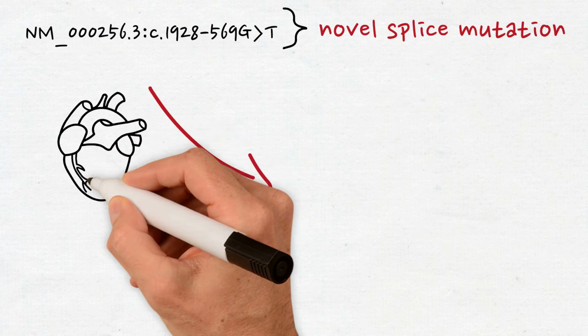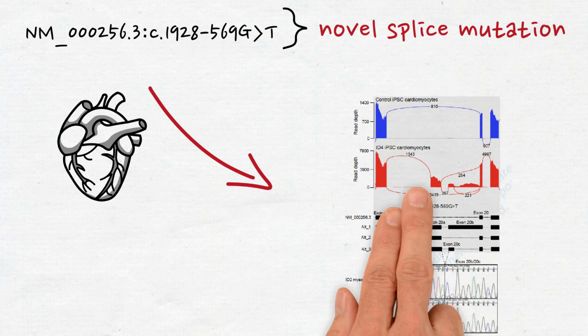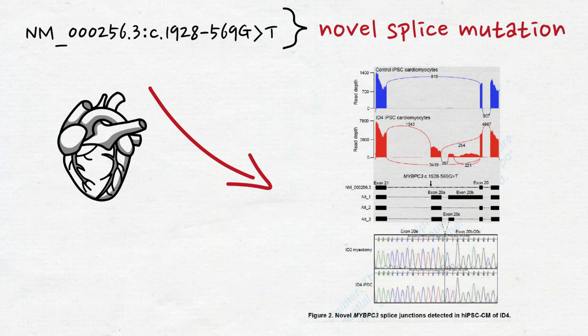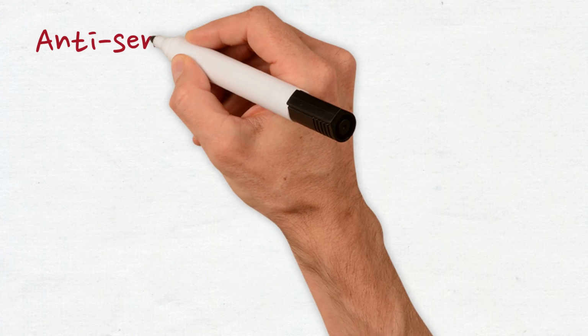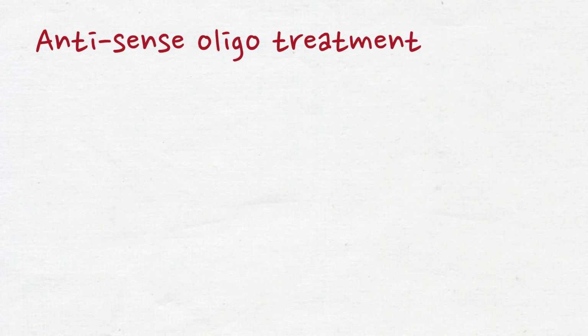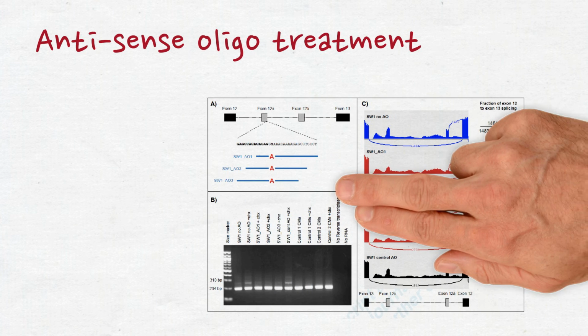Finally, in the third patient, they observed aberrantly spliced exon 20A in MYBPC3, caused by a novel splice donor site gained through a c.1928-569G>T variant. This novel variant was also observed in myomectomy tissue from the patient's sister, ID2. The variants in all 3 patients lead to a frameshift and subsequent premature stop codon.